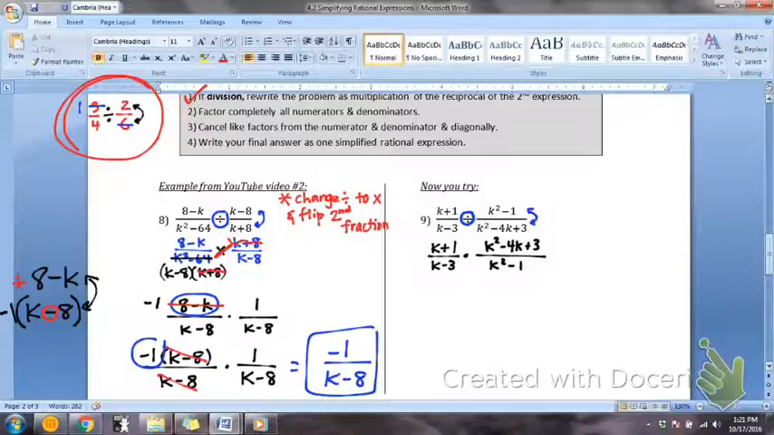So again, step number 1 is to make it multiplication, and we did that. Step number 2 is to factor completely. Does the first fraction need anything to be factored on it? That k plus 1 and that k minus 3, is there anything to factor there? No. So we'll leave that alone. But we can factor the second fraction, that k squared minus 4k plus 3. How do we factor that one?